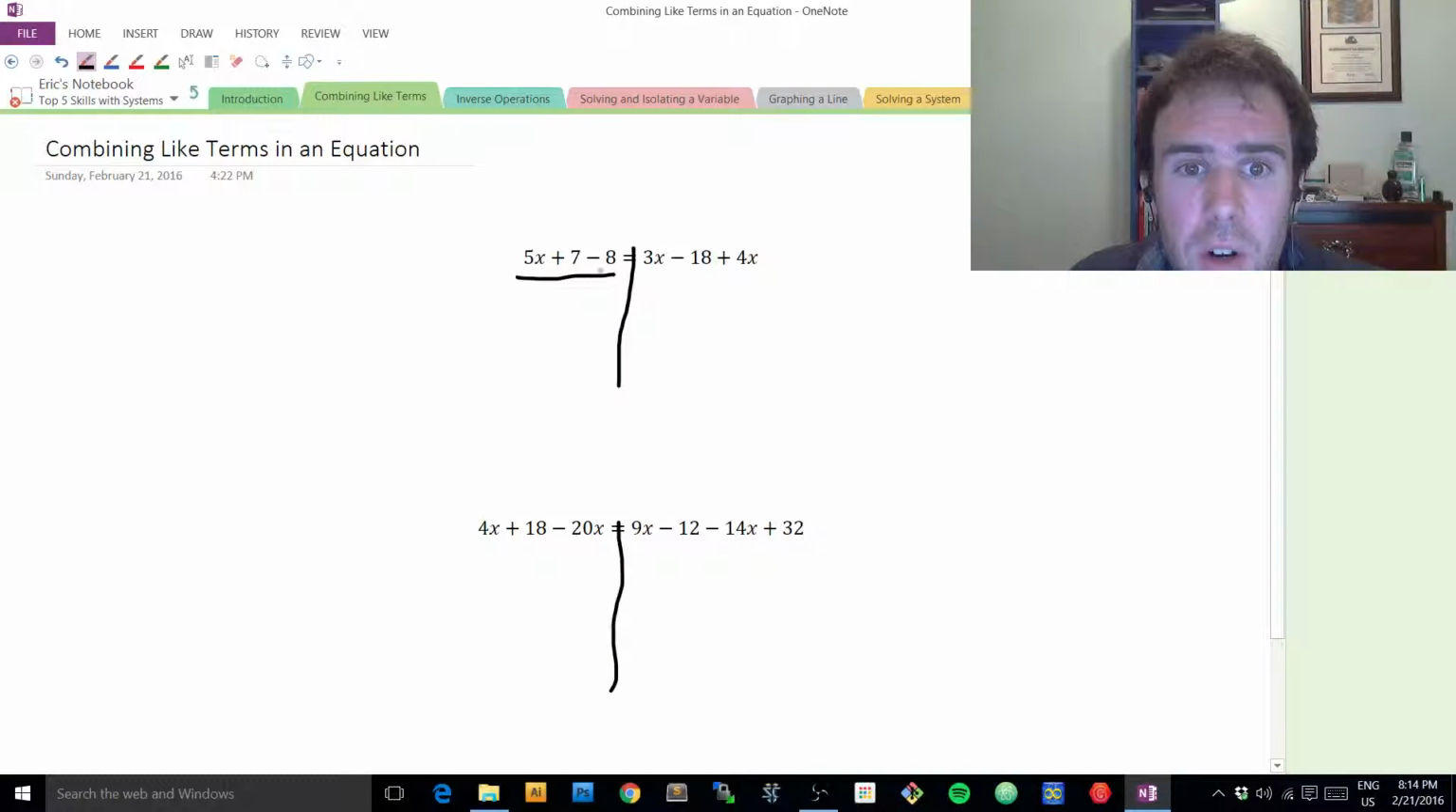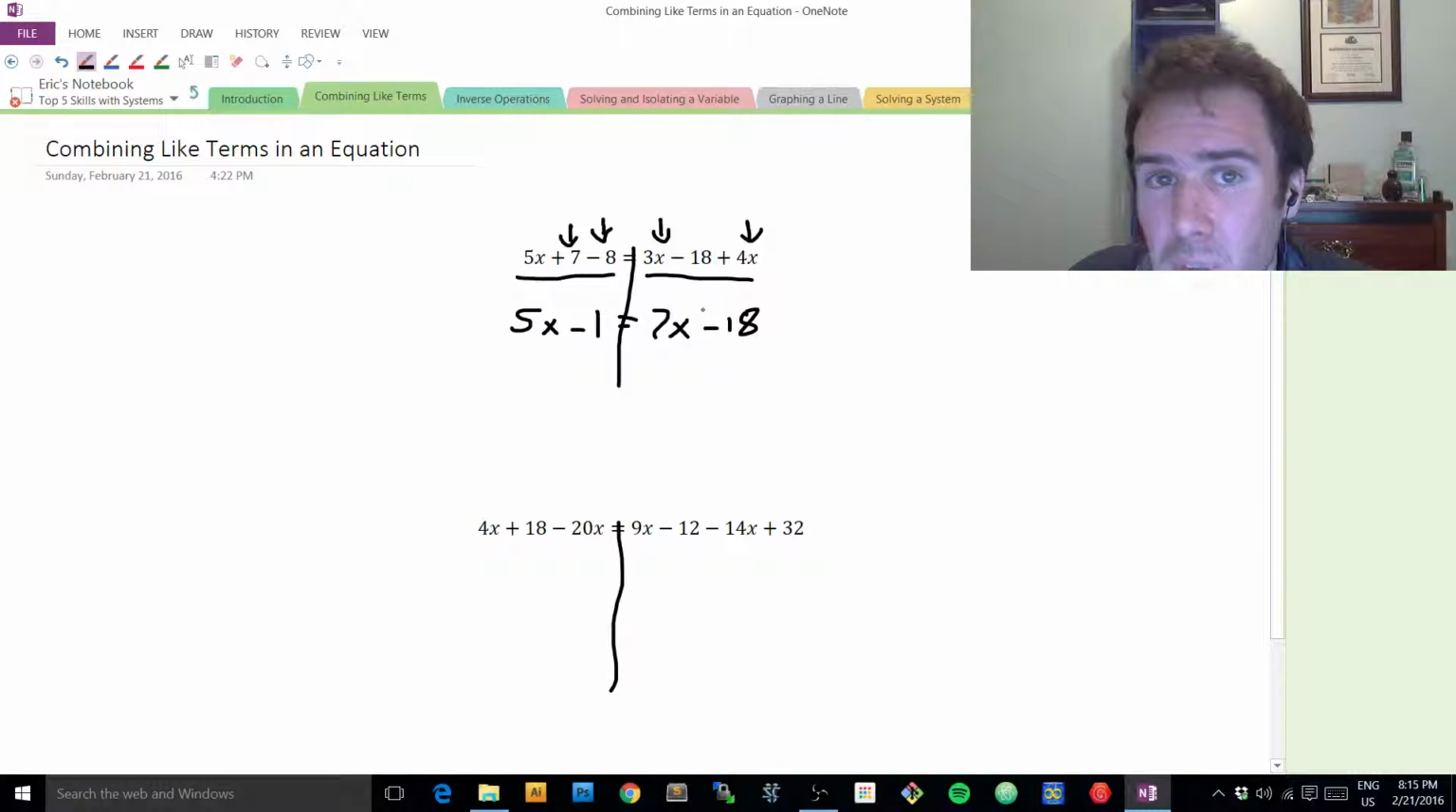So right here, when I look at the left side of this equal sign, I notice I have a like term here and a like term here. 5x doesn't have anyone to mess with, but 7 minus 8 would be negative 1. So I see minus 1. Over here on the right side now, I see that the x's are actually my like term. I have more than one x. So 3x's plus 4x's would make 7x's. And the minus 18 didn't have anyone to combine with, so it stays minus 18.